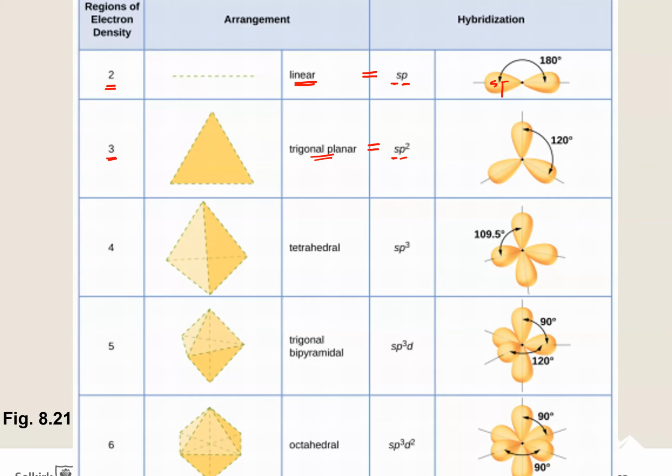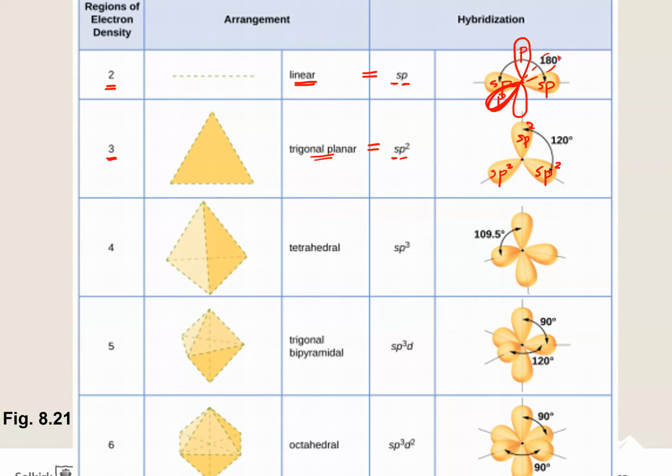Now what this picture doesn't show is the leftover p orbitals. We've got the hybrids, but where are the leftover p's? When I make a set of sp hybrids, I have two p orbitals left over. One up and down, and the other in and out. When I do sp2 hybridization, I've already blended two of the p's, so there's only one left over.